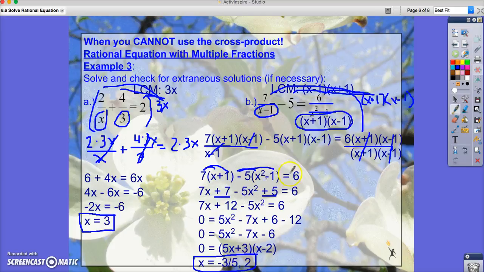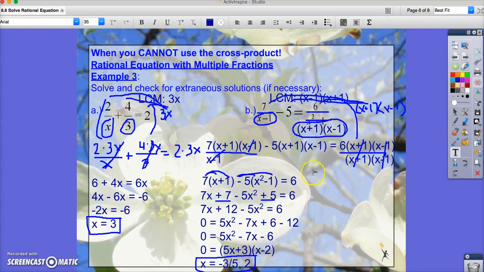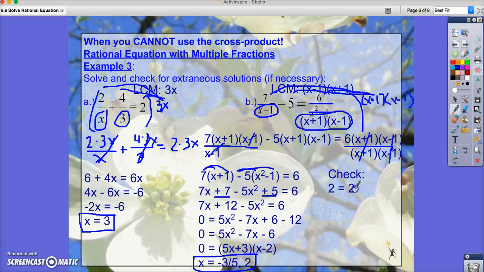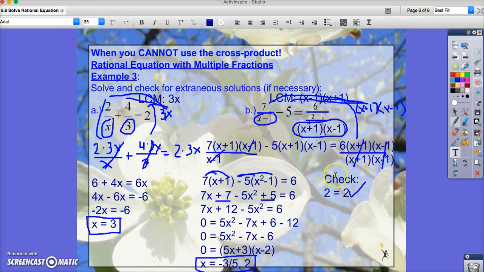We remember that when we check them, we plug them back into the original. All right, so I'm not going to show all the work. We did the check in the first part of the lesson, and we've done it before. But when you do the check, you plug them back in. My first check, when I plug in 2, I'm going to get 2 equals 2. So 2 works. And then my other check, when I plug it into a calculator, I'm going to get negative 9.375 equals negative 9.375. And that one works as well.